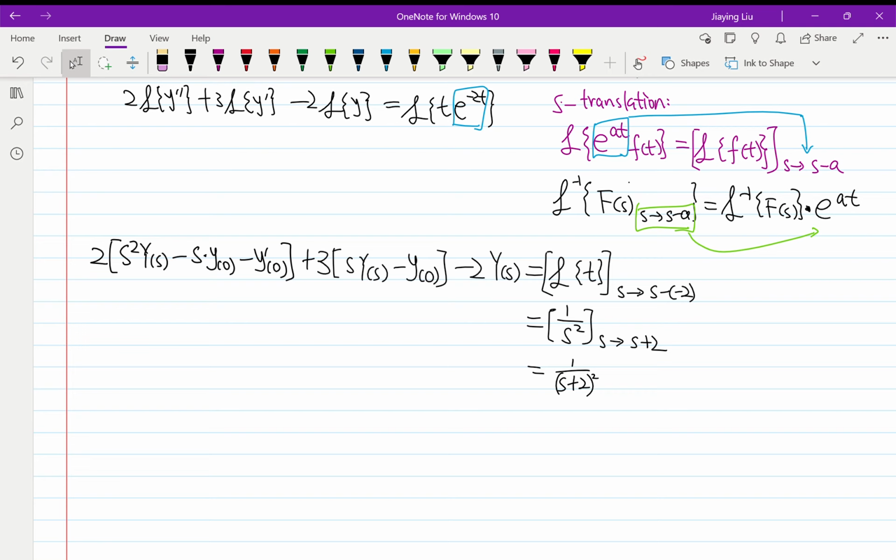And obviously on the left-hand side, now we can actually plug in all the numbers that we know. Well, just a couple of zeros we have to put in there. So that's a 0, that's a 0, that's a 0. And if we rewrite it with what we have left, we have 2s squared capital Y of s plus 3s capital Y of s minus 2 capital Y of s.